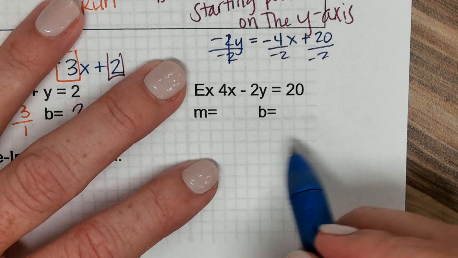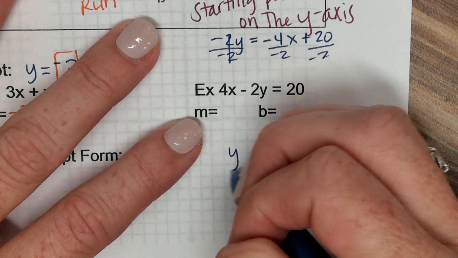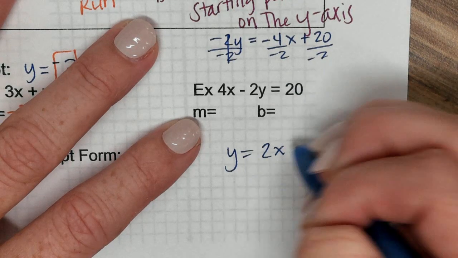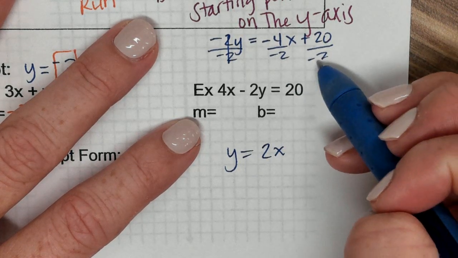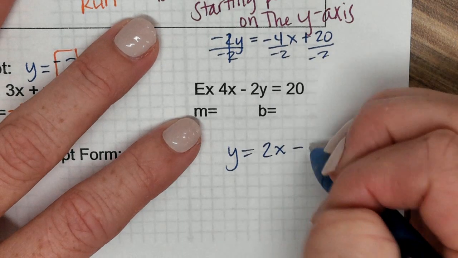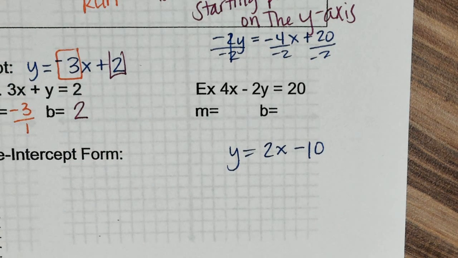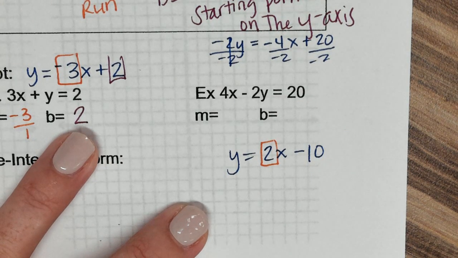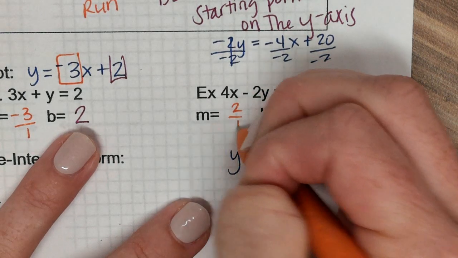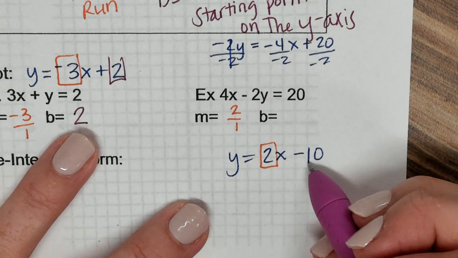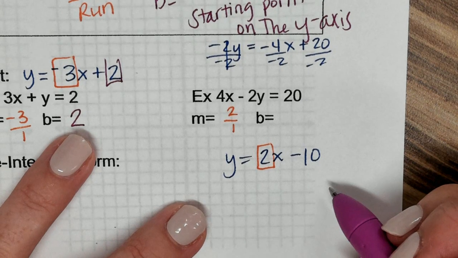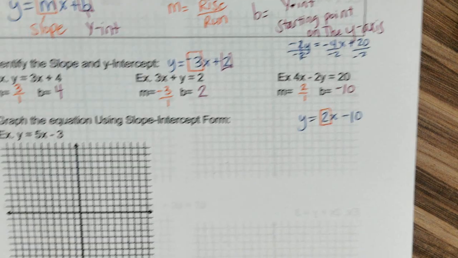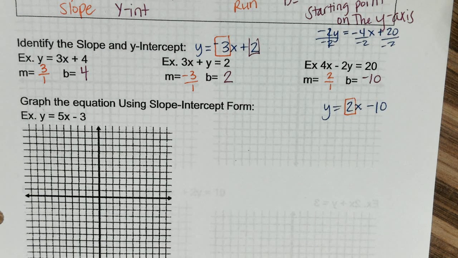So I'm going to bring it down here just because I'm out of room. I have y equals, what is negative 4 divided by negative 2? Positive 2x. And then what is positive 20 divided by negative 2? Minus 10, negative 10. What is my slope? 2 over 1. What is my y-intercept? Do not say positive 10. Negative 10. Okay. Now that you know how to identify the slope and y-intercept, we are going to graph with the information.